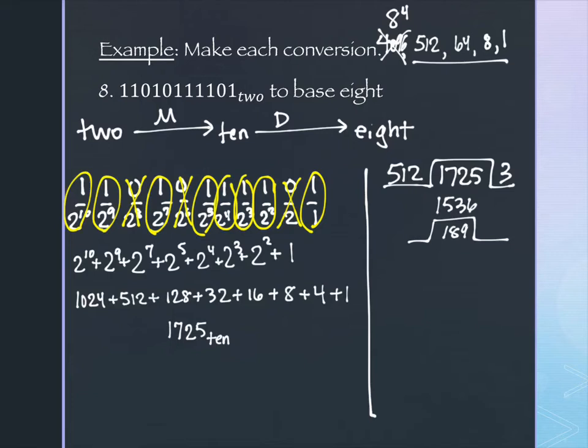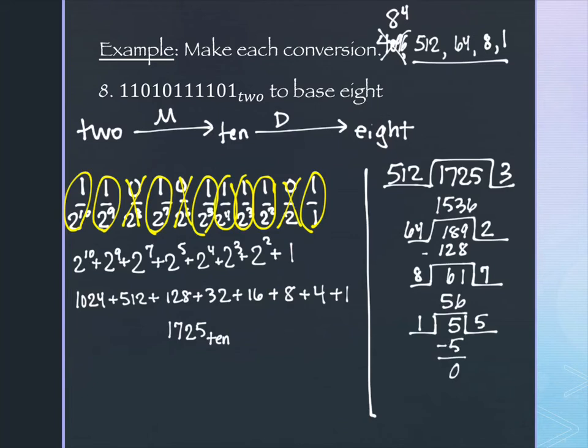Then I'm going to divide by 64. It goes in twice. So 2 times 64 is 128. And if I subtract, I get 61. After 64, I divide by 8. So this one goes in 7 times, which gives me 56. And if I subtract, I will get a 5. And if I divide 5 by 1, I get 5, of course. Multiply, subtract, I get 0. So the answer is over here. It's 3275. So 3275 base 8.